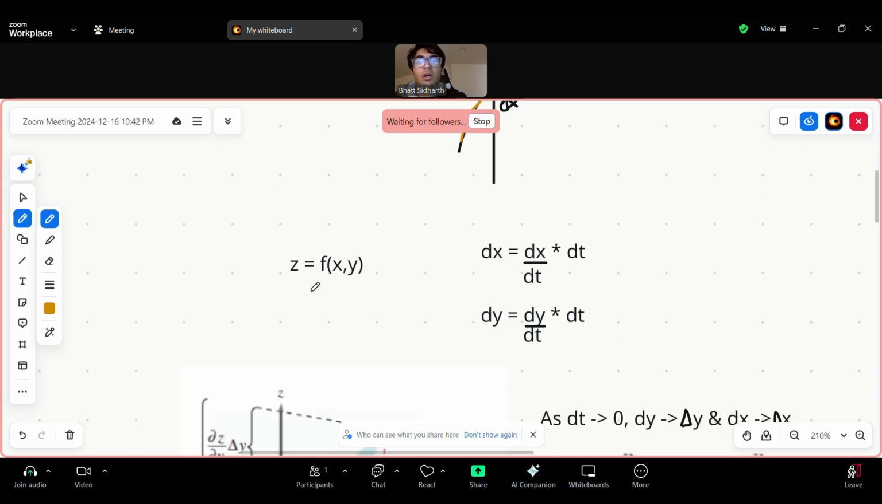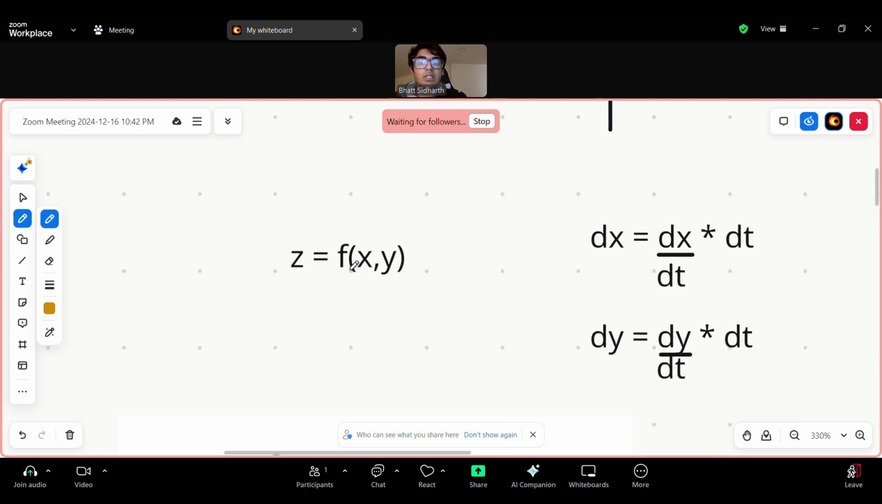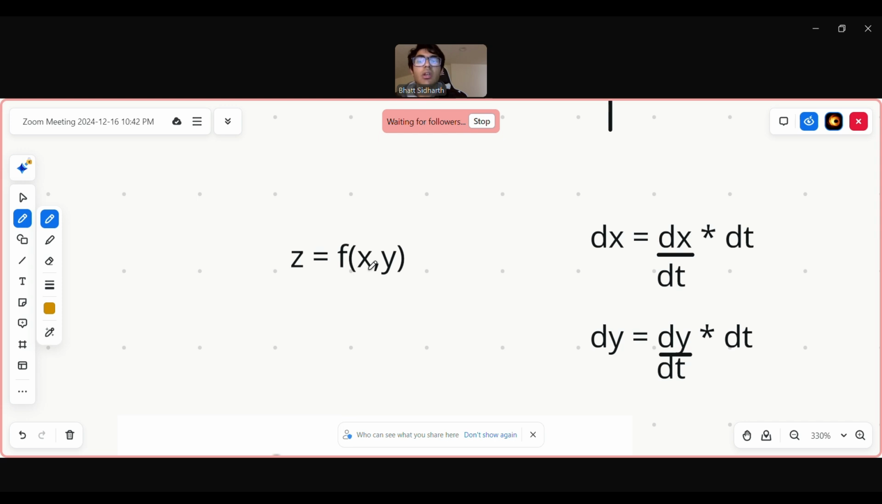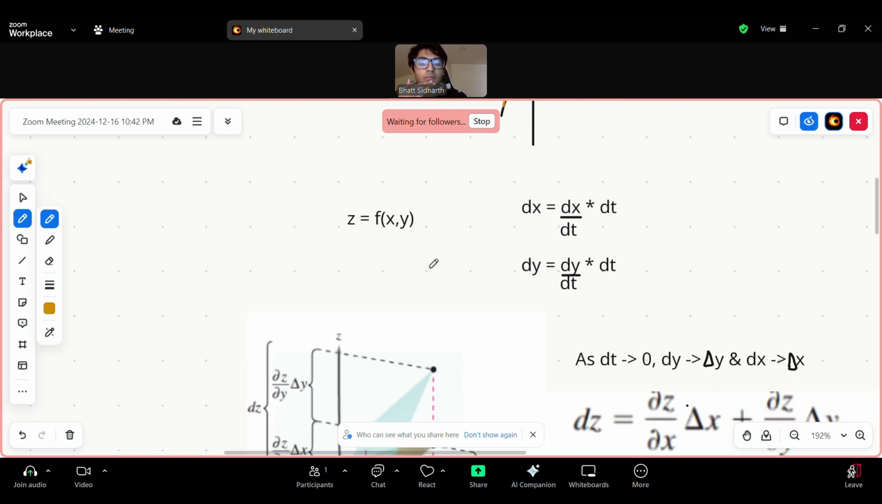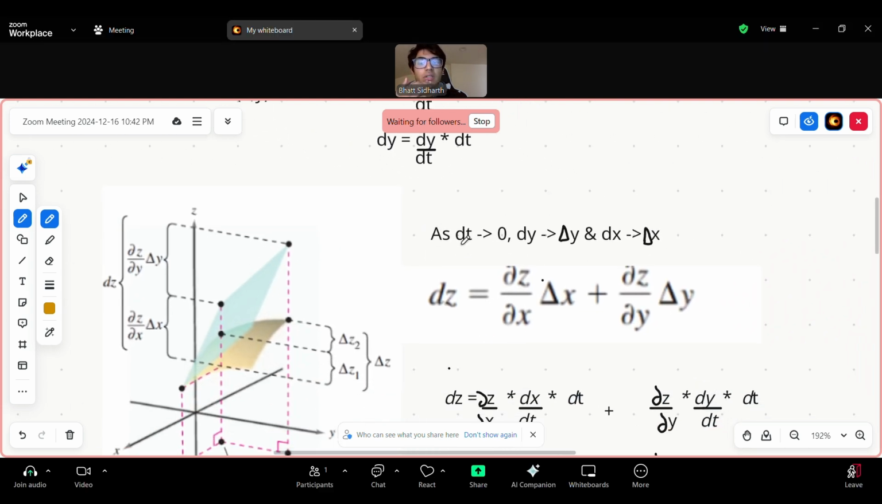But there are also multivariable functions. For example, z is equal to f of x and y, where z takes both inputs x and y. And also, we can add another layer of complexity, specifically because we're going to talk about the chain rule, where x is a function of t. So we have z is a function of x and y, and x is a function of t, and y is a function of t. Now, as dt goes to 0, dy approaches delta y, and dx approaches delta x.